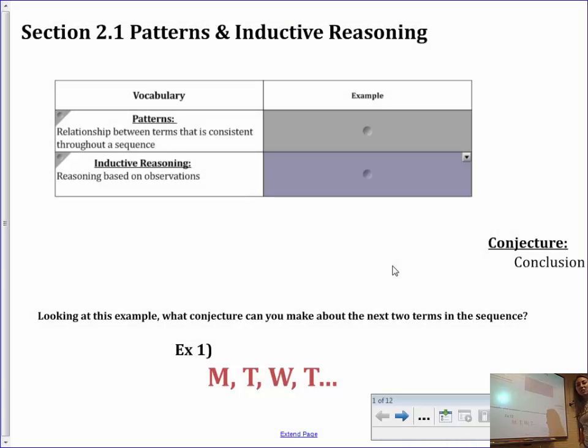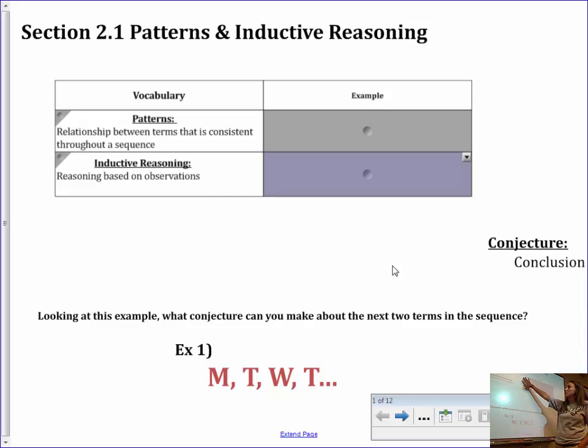Hey guys, let's start chapter 2, and chapter 2 is completely different than chapter 1. Chapter 2 talks about patterns and inductive reasoning, and then we'll talk about deductive reasoning, and a lot of things are going to deal with sentences and not much to do with numbers here. This is a logic-based reasoning chapter. So let's go ahead and start with section 2.1, patterns and inductive reasoning.